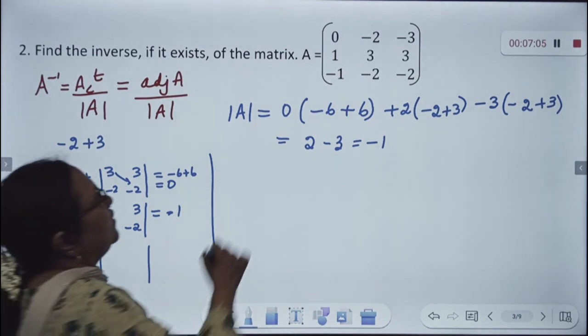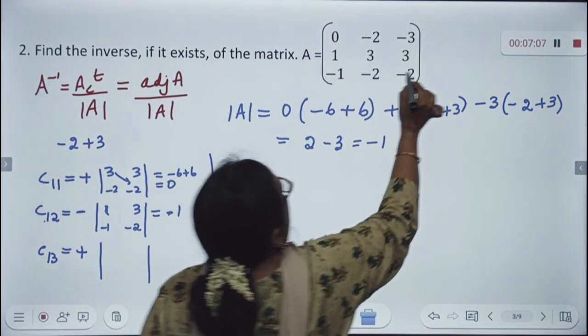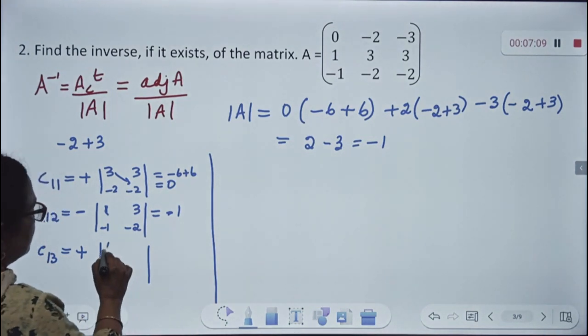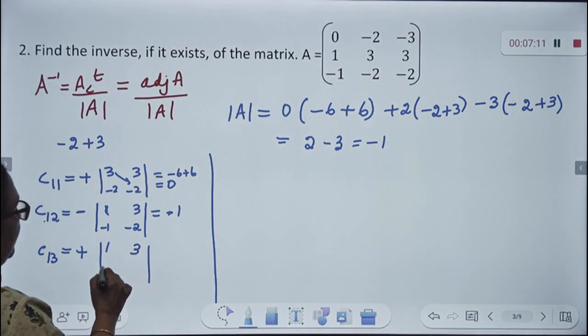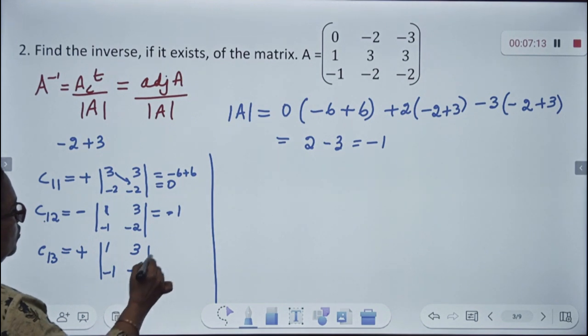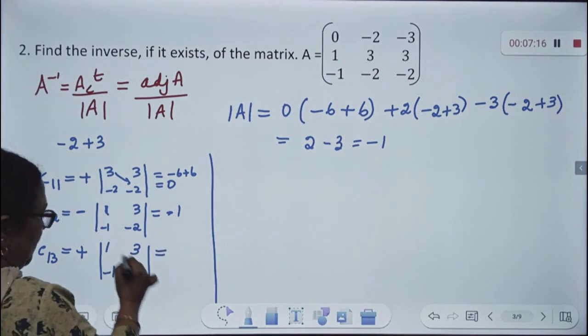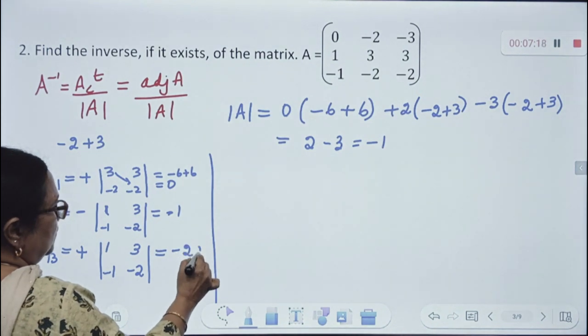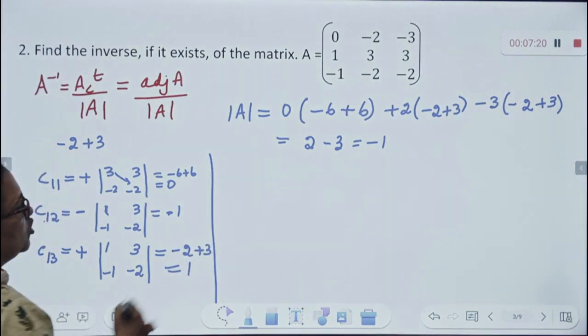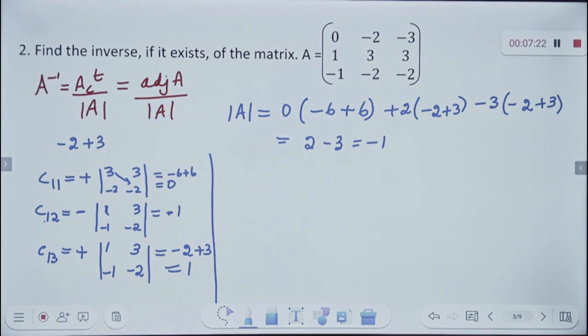What is C13? First row, third column. So 1, 3, minus 1, minus 2. Now multiply like this, minus 2 plus 3, which is 1. So 0, minus 1, 1 is C11, C12, C13.